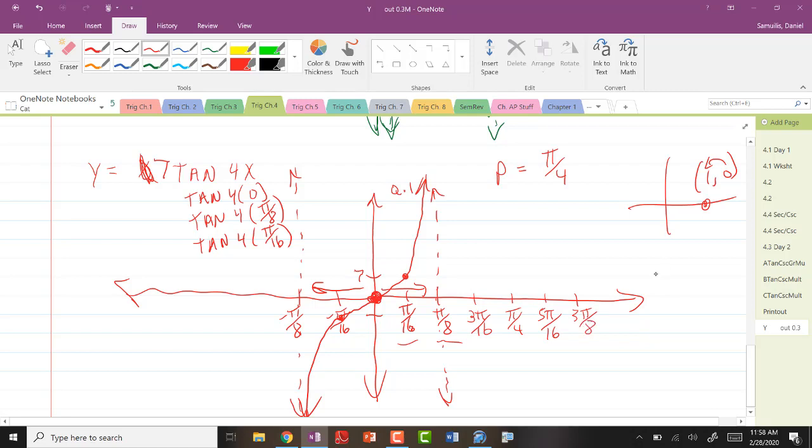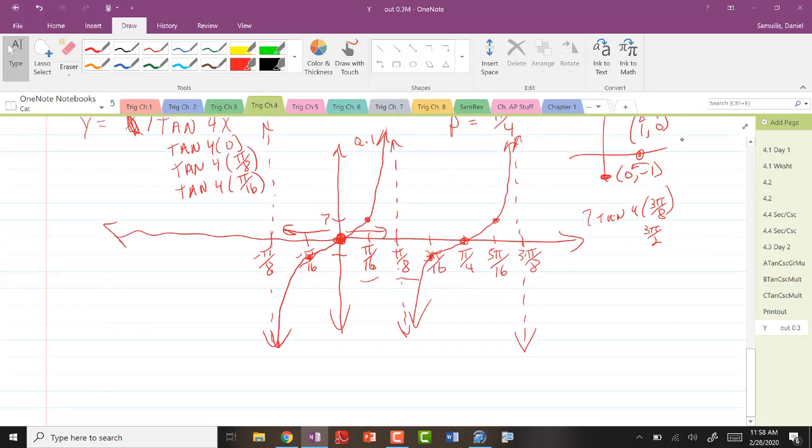Double check. 7 tan of 4 times 3 pi over 8. I just want to make sure that's an asymptote. Oh, that becomes 3 pi over 2. Nice. 3 pi over 2 is right here: 0 comma negative 1. Tan is y over x. Booyah. 0, 1, negative 1, second period.